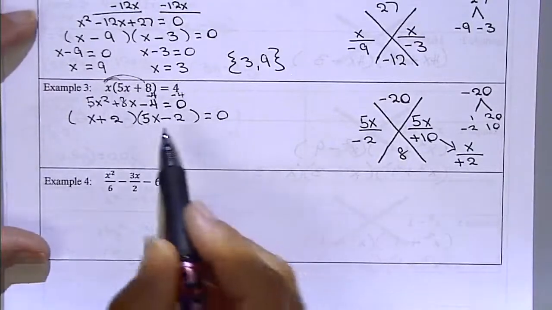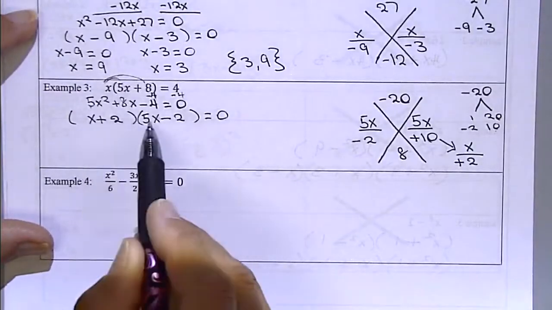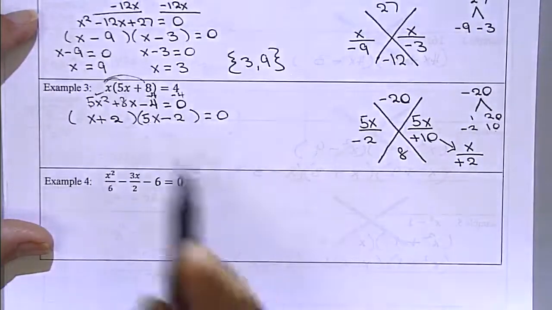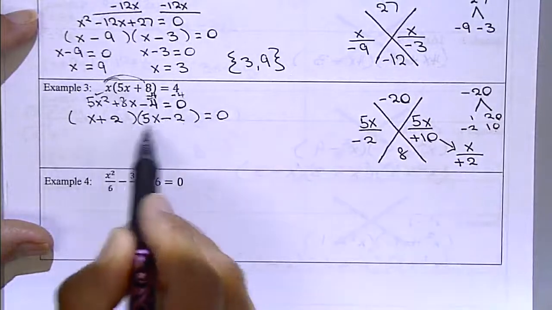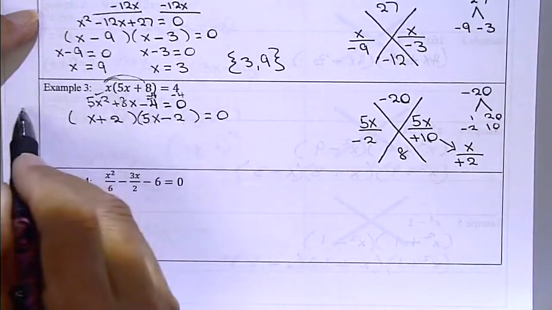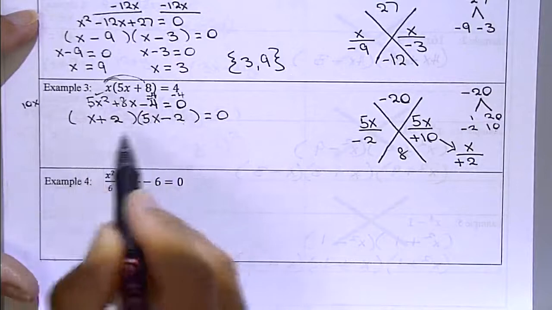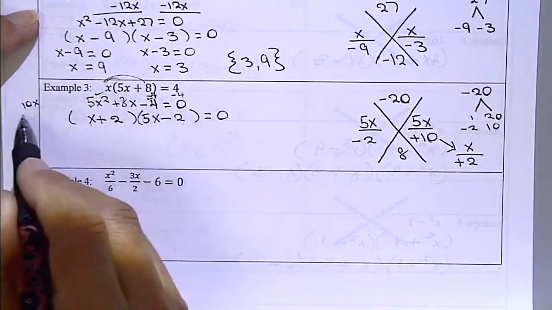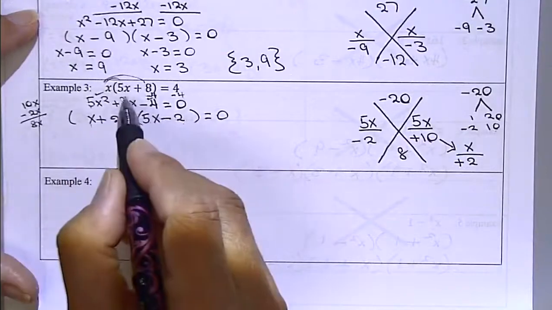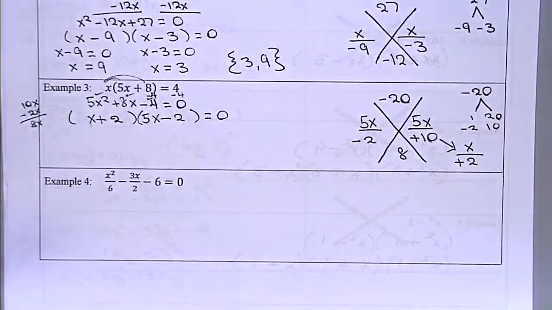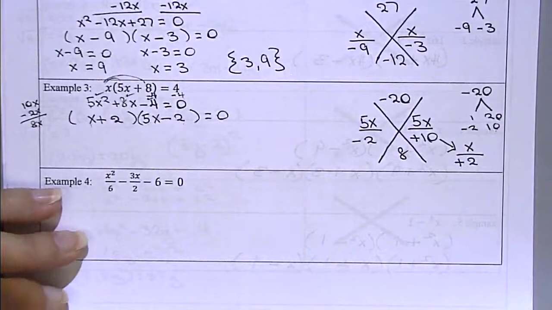All right, next. Check it. X times 5x, 5x squared. 2 times negative 2, negative 4. Inside gives me 2 times 5x, which is going to be a 10x. Outside gives me x times negative 2, which is a negative 2x. That gives me an 8x, and that is what I need. So I have checked it. FOIL to check. Don't forget that step, okay?